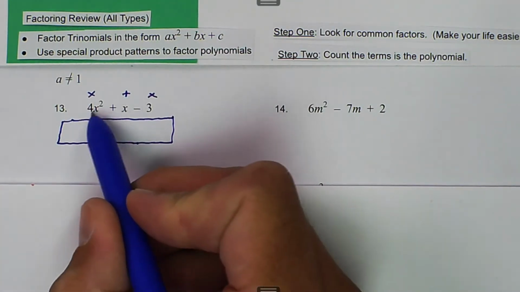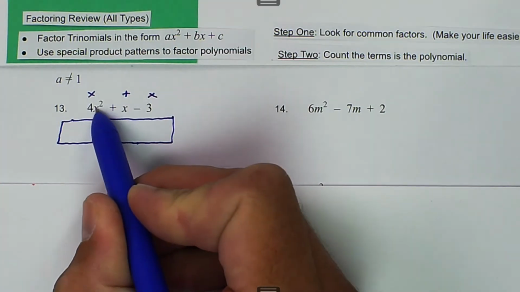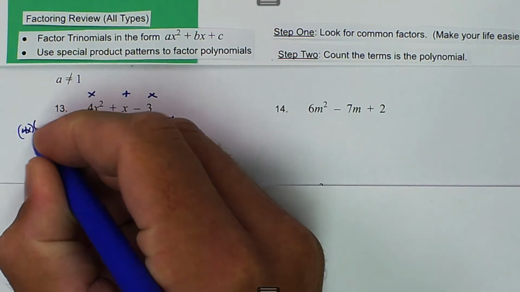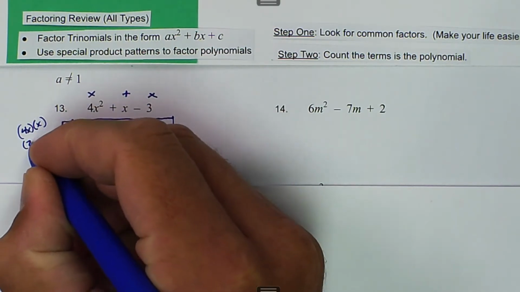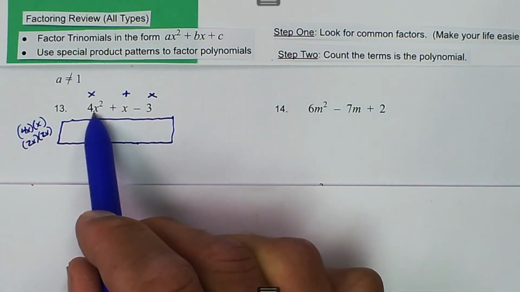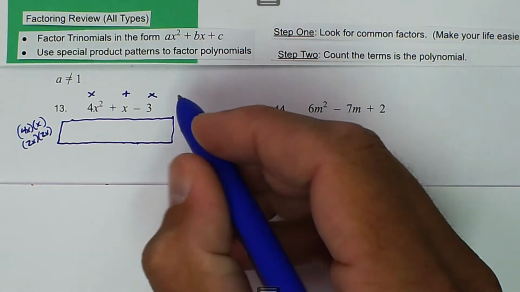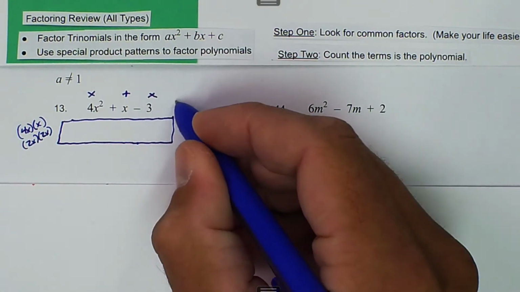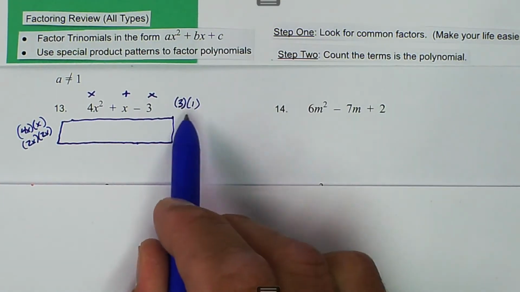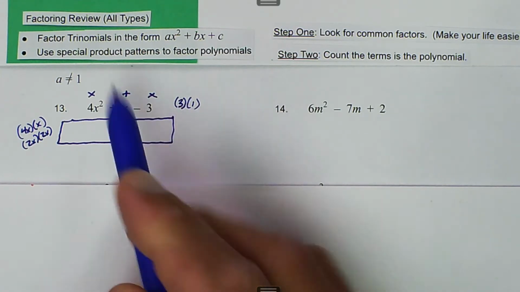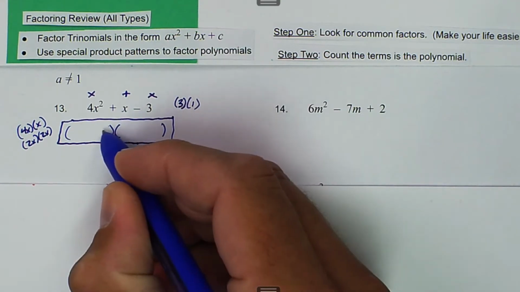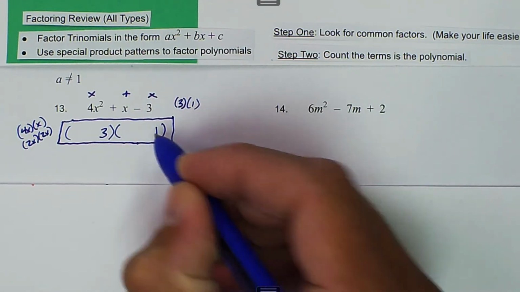So what things could I multiply to get to 4x squared? So we could say 4x times x, or we could say 2x times 2x. So either one of those will get us to 4x squared. What could we multiply to get to negative 3? In this case, we only have 3 and 1. So in this case, it's going to be actually easier to start filling in our last part of the binomial. So this one's 3 and this one's 1.